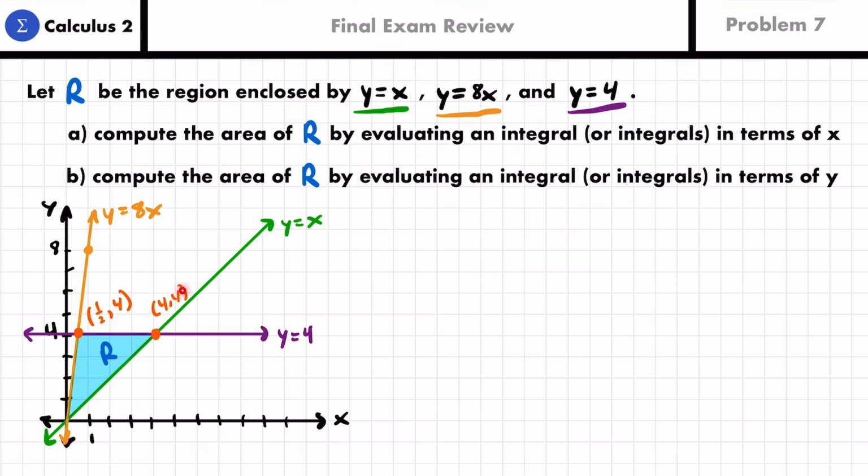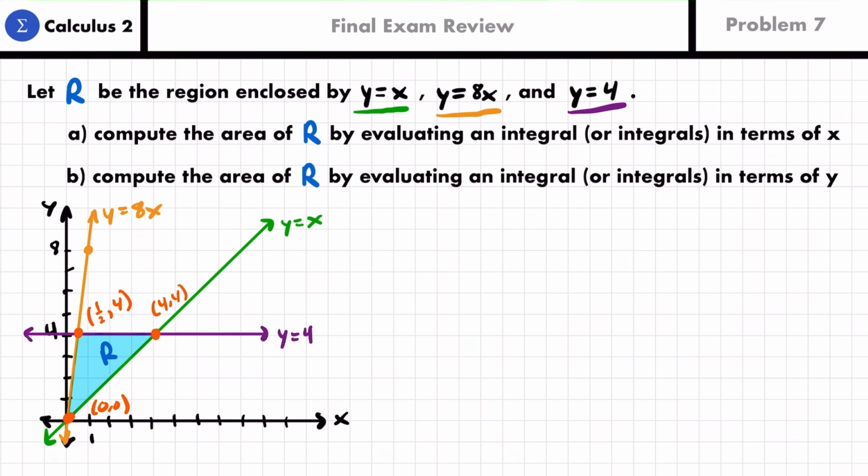And then the same thing for this point right here. If you set 4 equal to x, then very clearly the x coordinate has to be 4 for that point of intersection between those 2 lines. Okay, so I just wanted to make that clear. That's where those coordinates are coming from. And do also notice that these 2 lines, y equals 8x and y equals x, intersect each other at the origin. That's an easier point to identify. That is very clearly (0, 0). But now that we have identified those points of intersection, we are ready to begin setting up some integrals to calculate the area of this region.